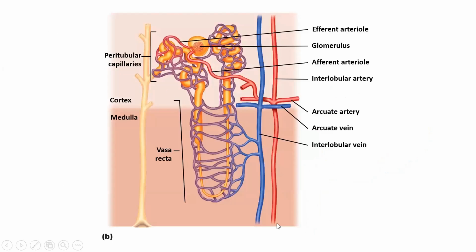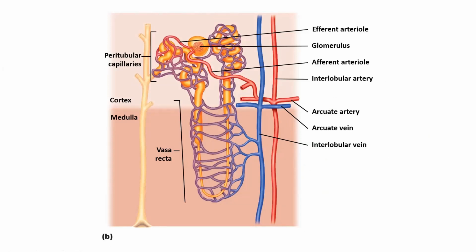Just refreshing ourselves on the structure of the nephron here. We've got our vessels here. These would be our arcuate artery and arcuate vein, if you remember these two vascular structures coming from some of the major vessels from the renal artery. We've then got our afferent arteriole, which is going toward our glomerulus. Here's our glomerulus. And then we've got the efferent arteriole, which is going away from our glomerulus, okay?